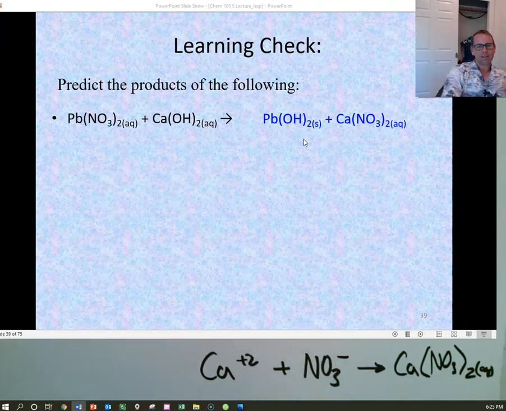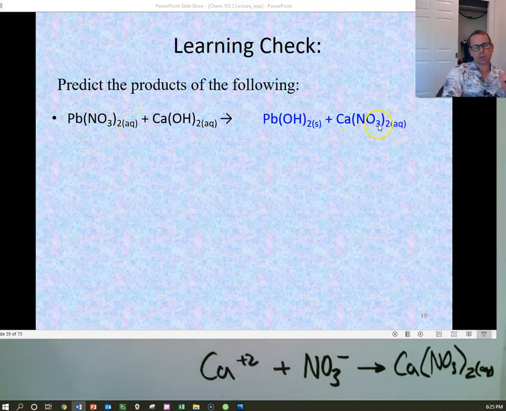So then the calcium nitrate is going to be a spectator ion, because it's aqueous. The nitrate and the calcium are spectators because calcium was aqueous on the left and aqueous on the right. The nitrate was aqueous on the left, and aqueous on the right.